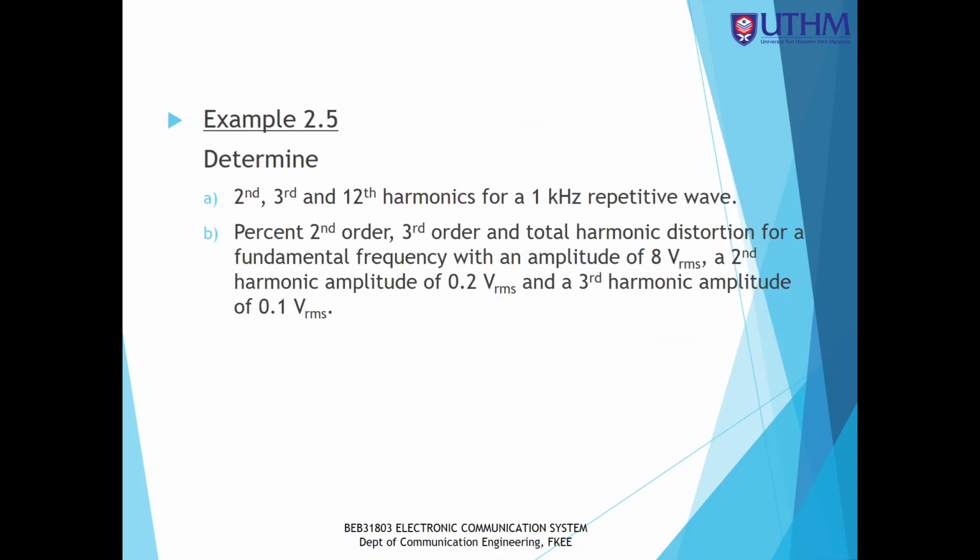So let's do the example. The first example, 2.5, is about harmonic distortion. The first question: determine the second, third, and 12th harmonics for a 1 kilohertz repetitive wave. So that means this is the F, and you need to find the second, third, and 12th.